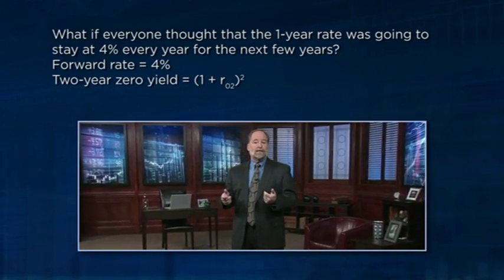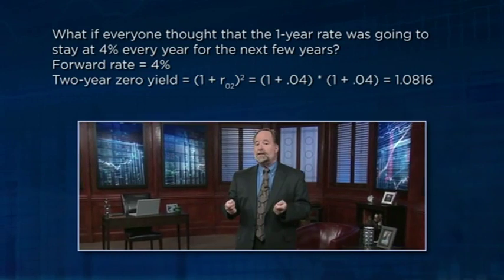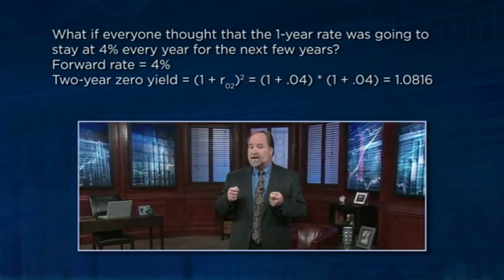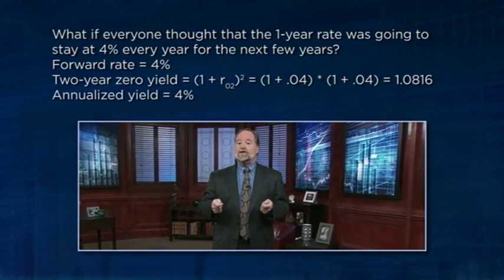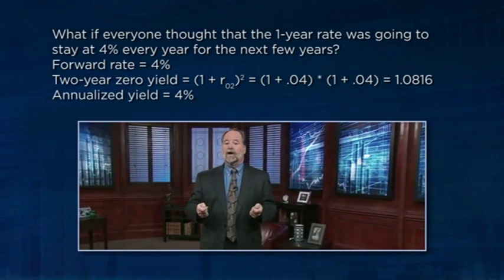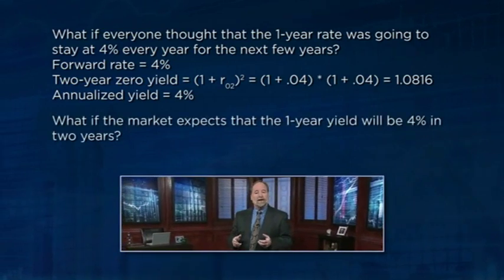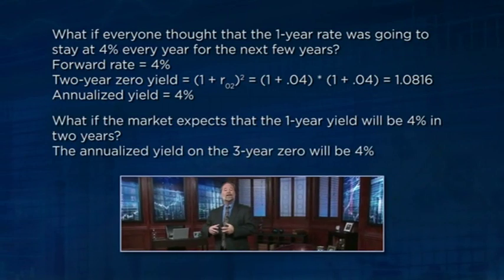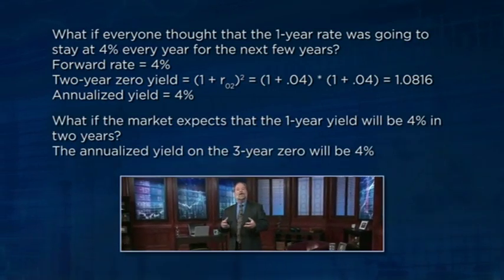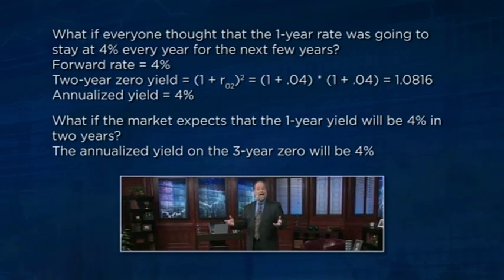Okay, that ends up equaling what? 1 plus 0.04 squared, and that should be equal to 1 plus the two-year rate squared. So it's got to be the case that the two-year zero would also have a yield of 4%. Similarly, if the market expects that the one-year yield will be 4% in 2 years, then the annualized yield on the three-year zero will also be 4%. That is, the yield curve will be completely flat.